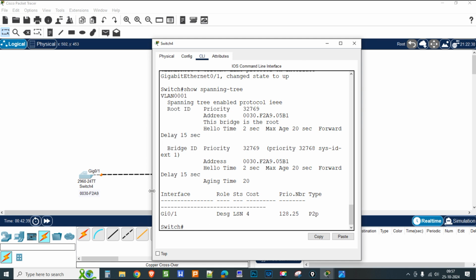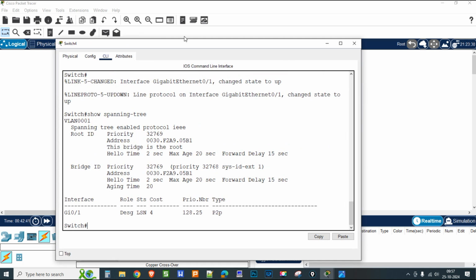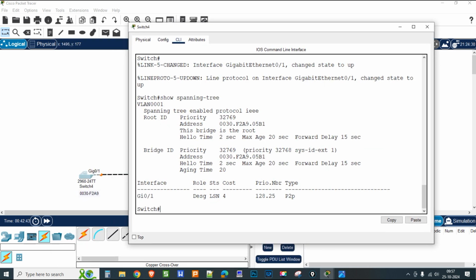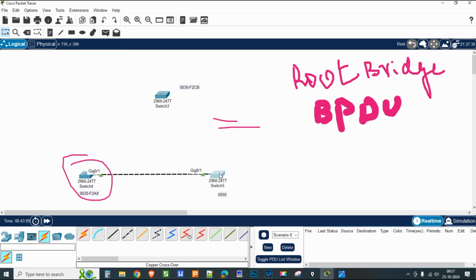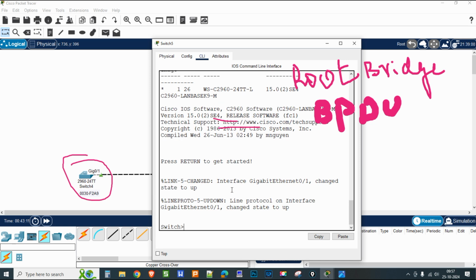Now we can see the BPDU packet. BPDU packets contain the priority value and MAC address. This bridge is the root bridge. Why does it become the root bridge? Because here you can compare the spanning tree priority value of the two switches.